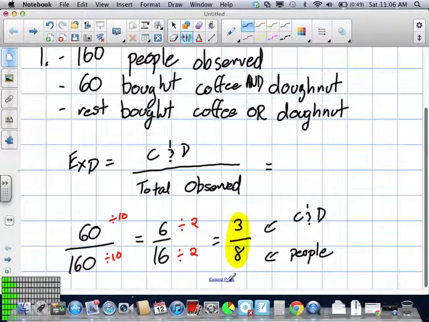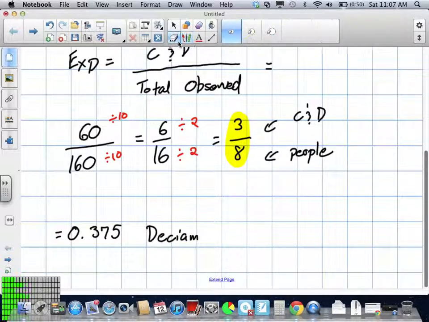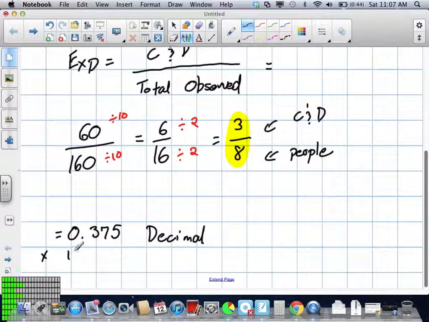So when we're doing something like that, we want to put this into a decimal or a percentage. How do we turn this into a percentage or decimal? 3 divided by 8. That's right. So what are you going to get there? 0.375. So right now we're in decimal form, which is good. That's the next step. To turn the decimal into a percentage, we multiply by 100, which gives us a 37.5% chance that they buy coffee and a donut.